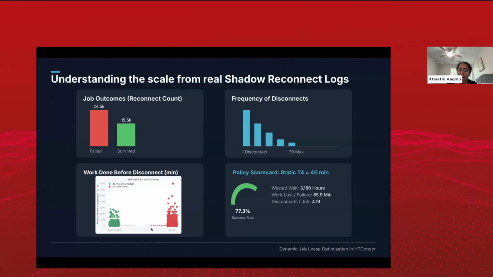And this shows how long the job has been running for before the disconnect happens. And you can see that some of the failed jobs have been running even for around 3,500 minutes before they fail. So that is a lot of wasted compute, right?